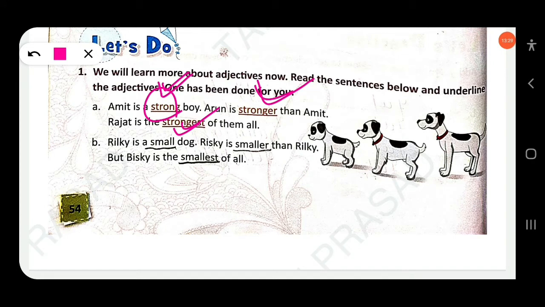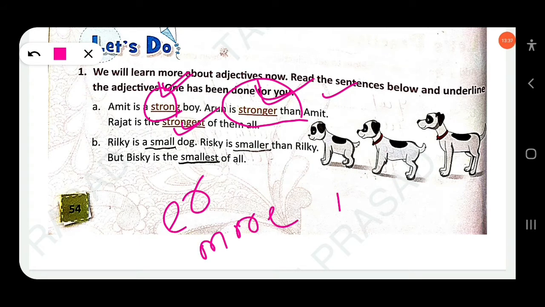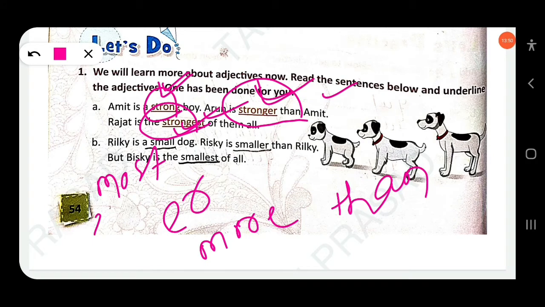Then next, Arun is stronger than Amit. This is comparative degree. In comparative we use er and also more, and also we use than. Rajat is the strongest of them all. So this is superlative degree, and in superlative degree we use most and also est and the definite article the. So Rajat is the strongest of them all. Here the is used, this is a definite article, and also the est form.